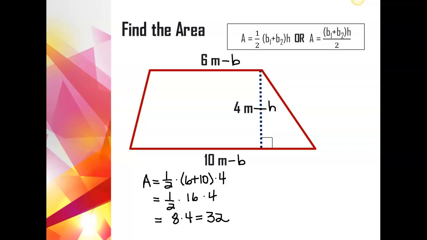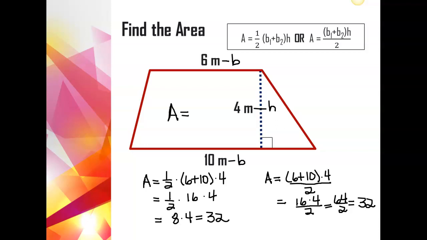Applying the formula on the right, we will start by adding the bases together, 6 plus 10, and multiplying by 4. We will then divide everything by 2. Because they are in parentheses, we'll start by adding 6 plus 10. This gives us 16, which will multiply by 4 to get 64 as a numerator. We will then divide by the denominator of 2. 64 divided by 2 equals 32. Regardless of which formula you choose to apply, you will find that the area of this trapezoid is 32 meters squared. Let's try another example.